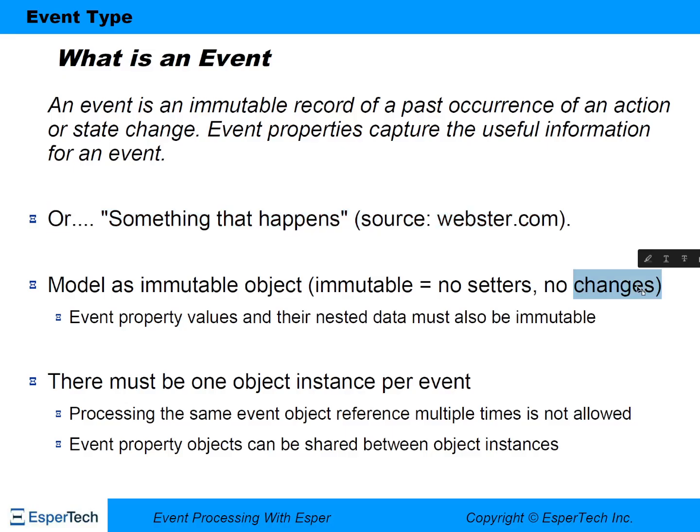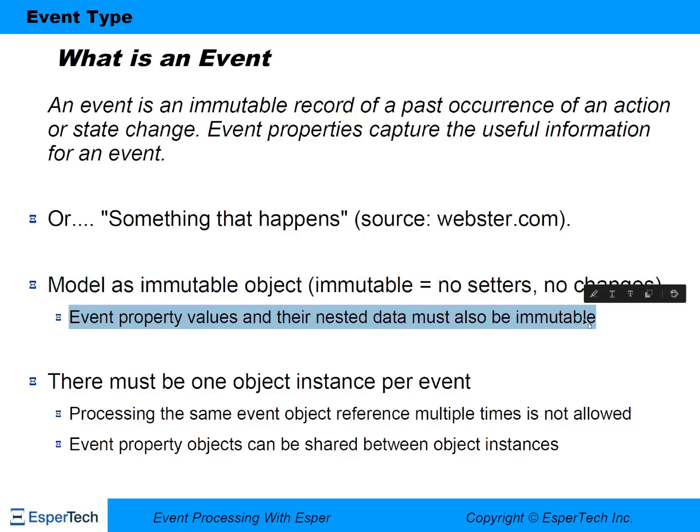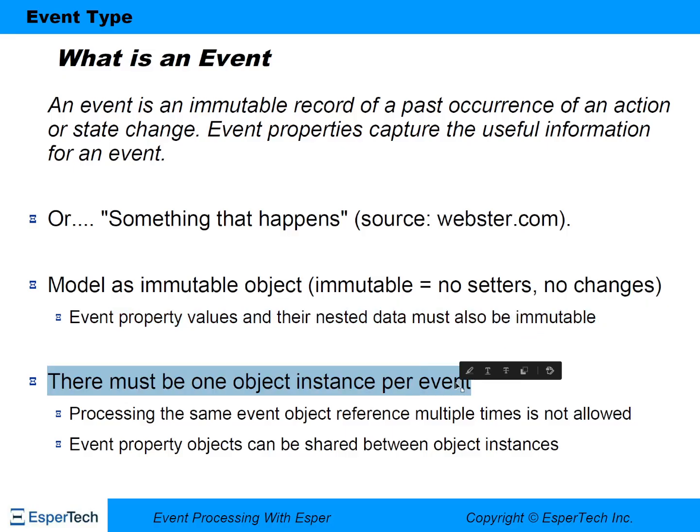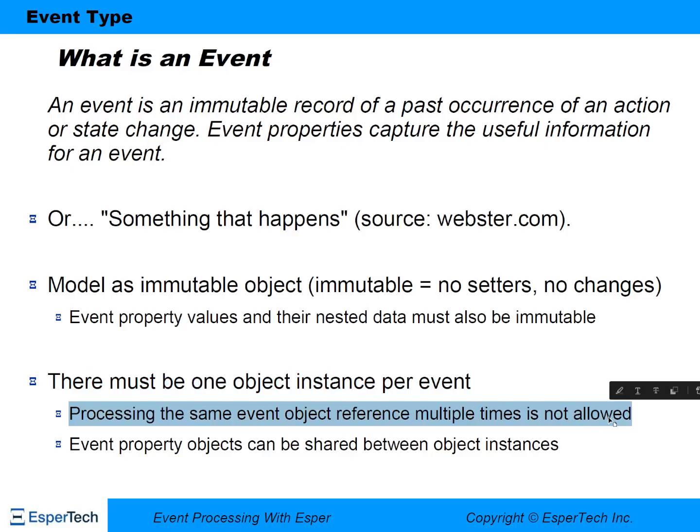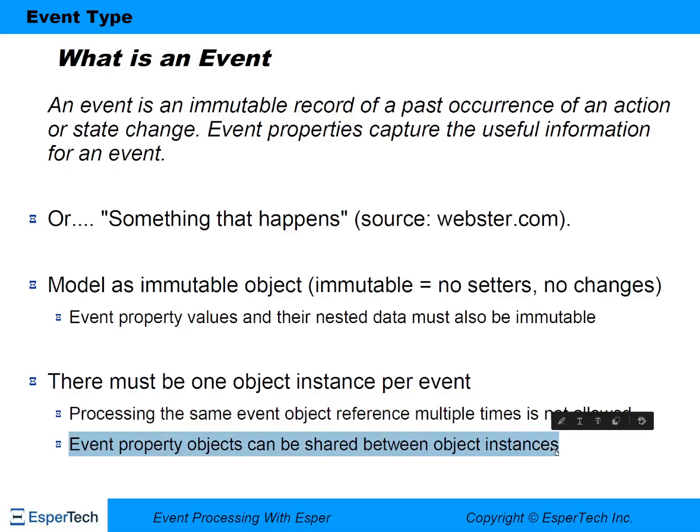An event is an immutable object. Immutable means there are no setters and no changes are allowed. Event property values and their nested data must also be immutable. There must be one object instance per event. Processing the same event object reference multiple times is not allowed. Event property objects can be shared between object instances.